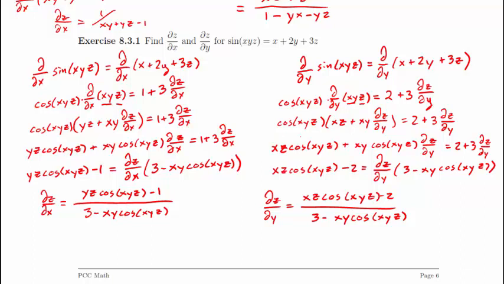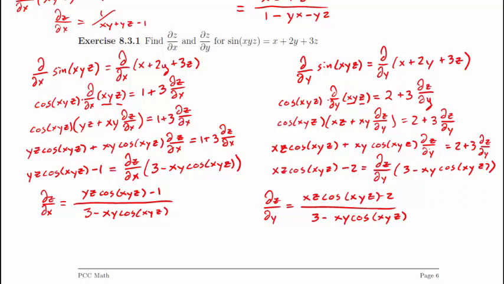All right, I'm now distributing the cosine of xyz across my addition on the left. So I get xz times cosine of xyz plus xy cosine of xyz times the partial of z with respect to y equals 2 plus 3 times the partial of z with respect to y.